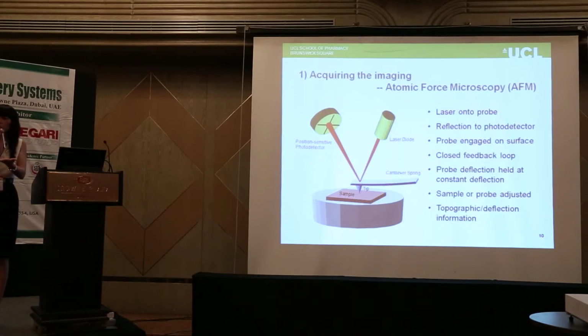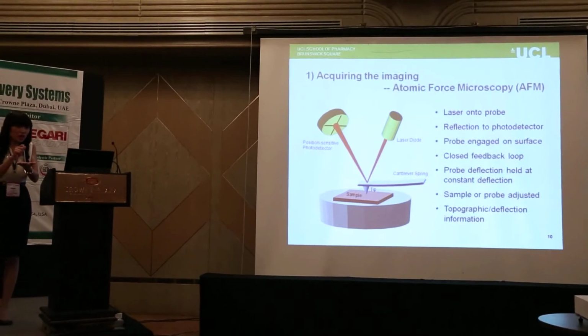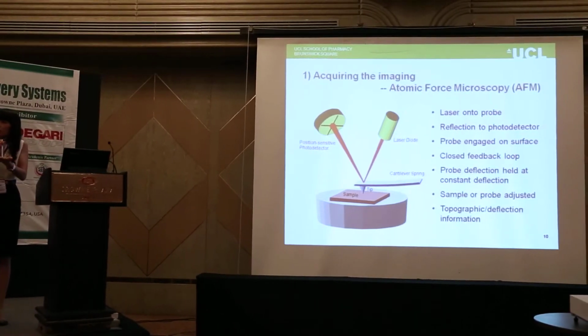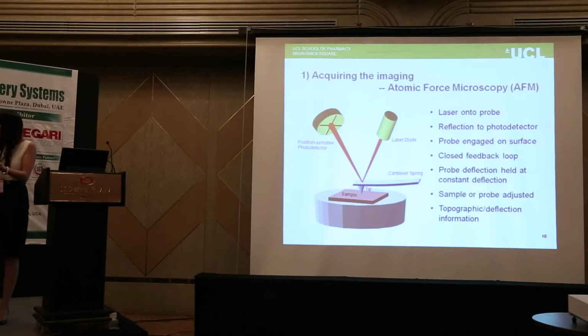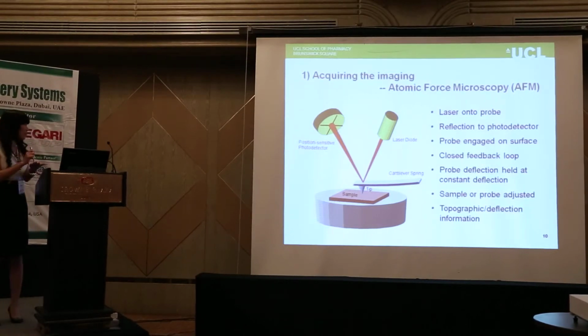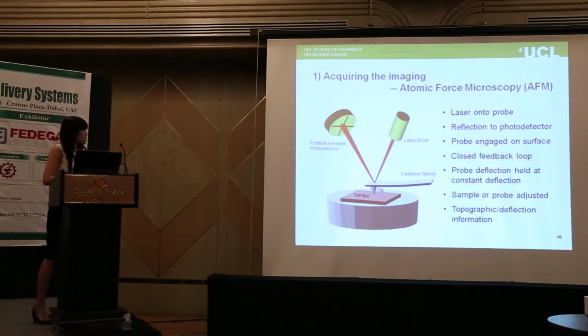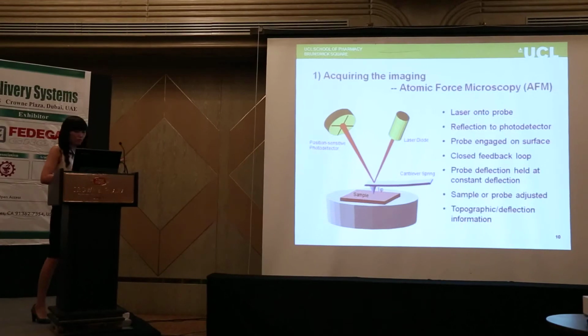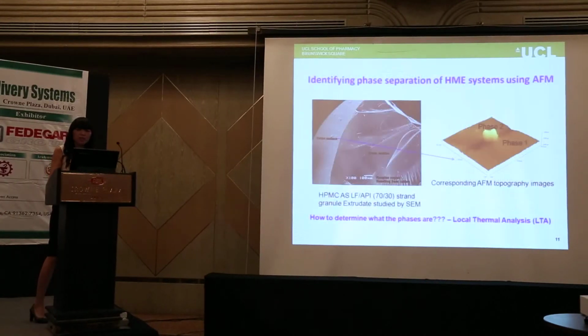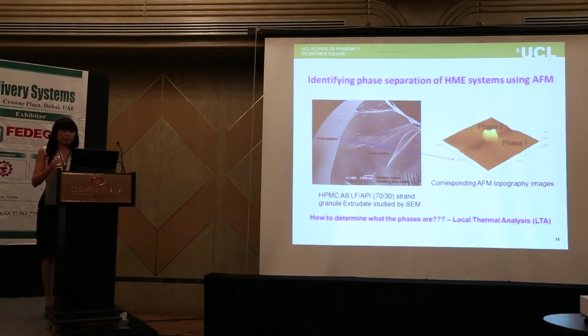So the tip approaches the surface of your sample, and you have the deflection. You keep the deflection constant all the time. In that way, you measure the movement either of your sample or the probe. You can correct me anyway if I'm making a mistake. So in this way, what information can you get? Topographic information from the whole detection. So AFM can only allow you to identify what the two different regions are.